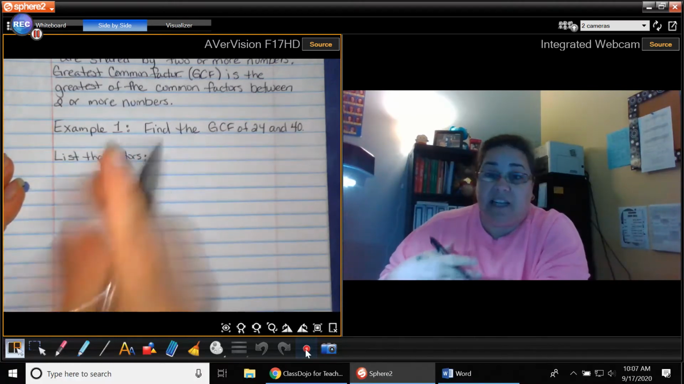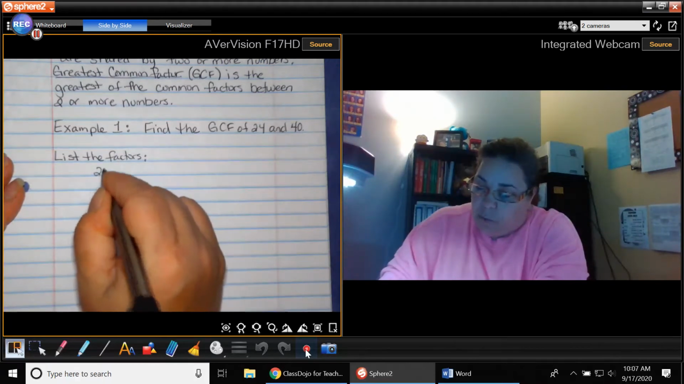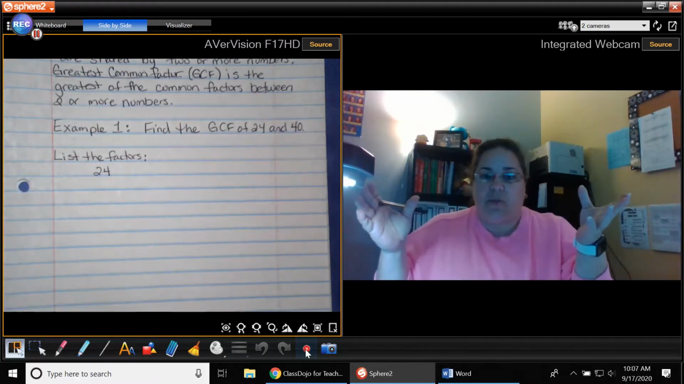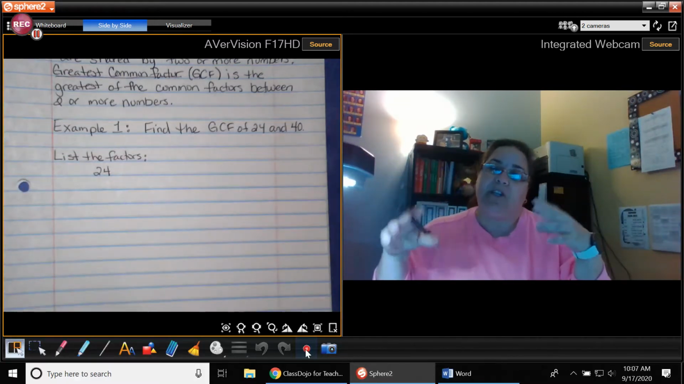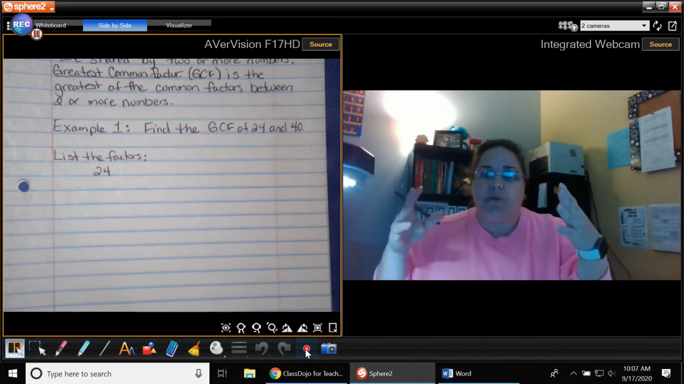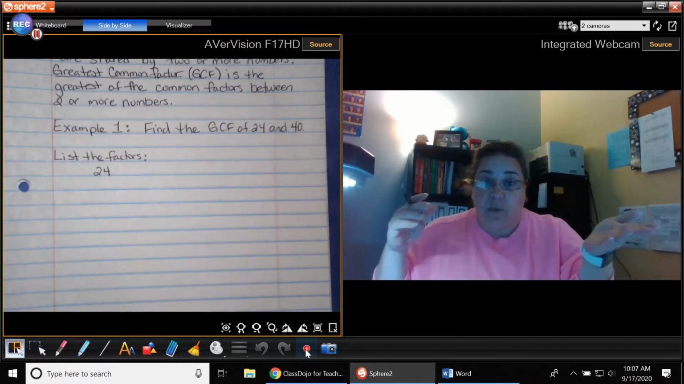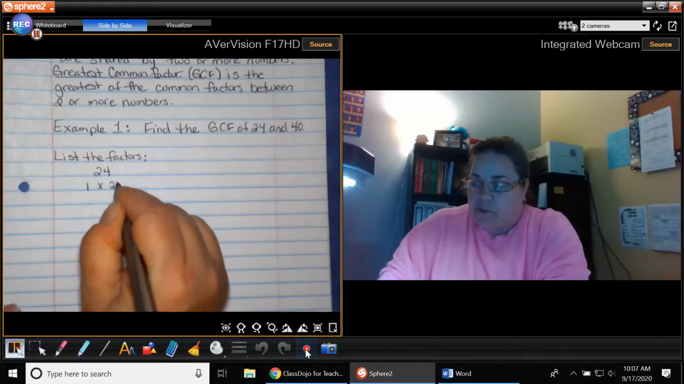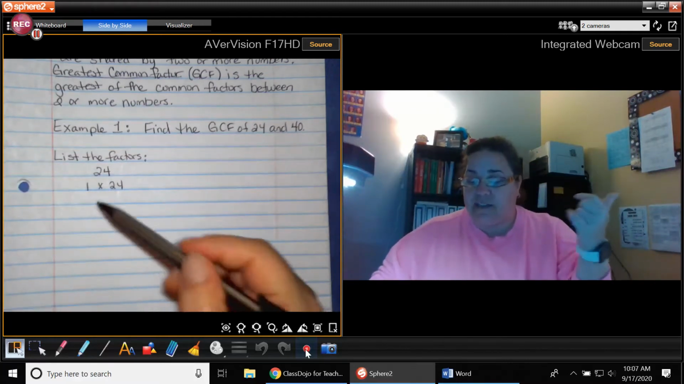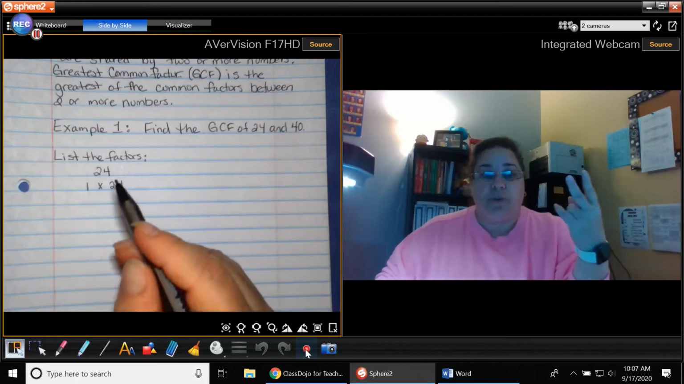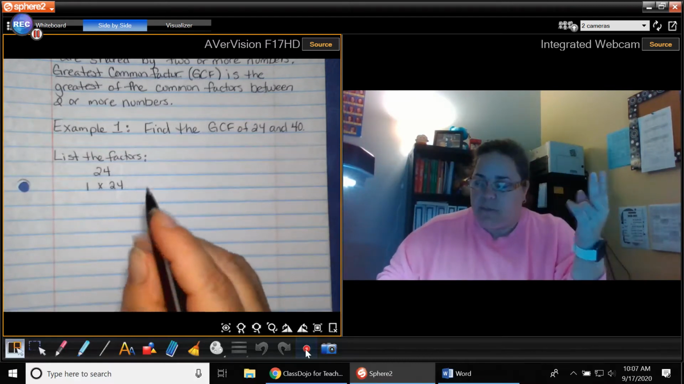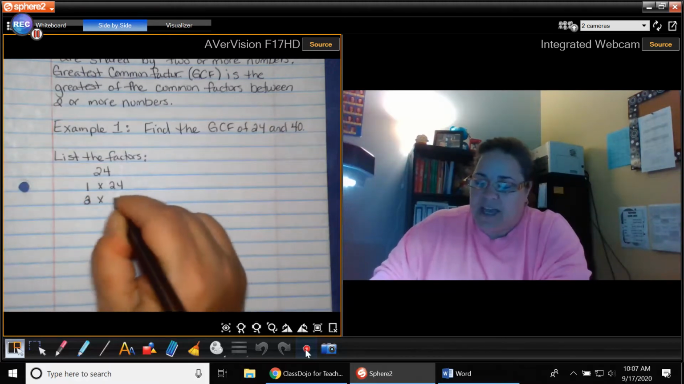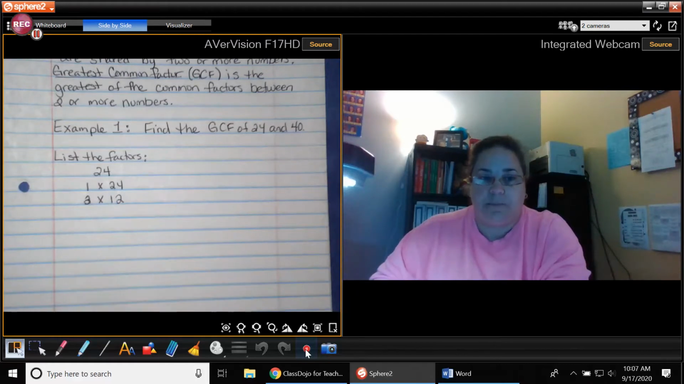I said 24 and 40, so the first number is going to be 24. What is the first set of factors that goes into 24? Remember the other day when we were talking about prime factorization, I said start with the lowest number. So the first would be 1. 1 is a factor of 24, and 1 times 24 equals 24. Now I go to the next number, in order. 2. Does 2 go into 24? It's an even number. It sure does. 2 times 12 equals 24.